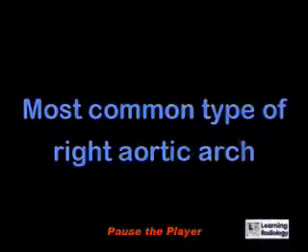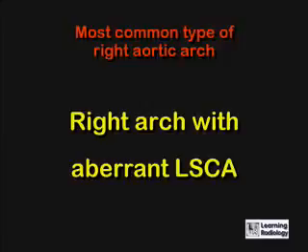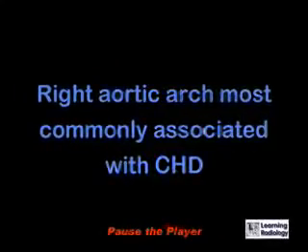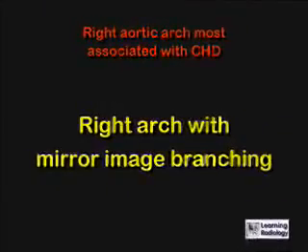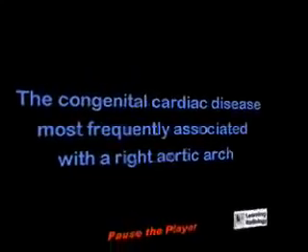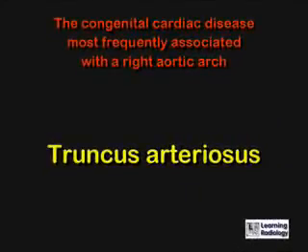What is the most common type of right aortic arch? A right aortic arch with an aberrant left subclavian artery. Which right aortic arch is most commonly associated with congenital heart disease? A right arch with mirror image branching. What is the congenital cardiac disease most frequently associated with a right aortic arch? Truncus arteriosus.